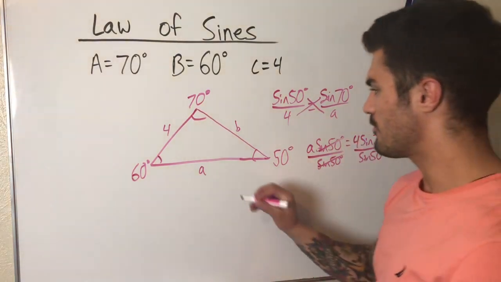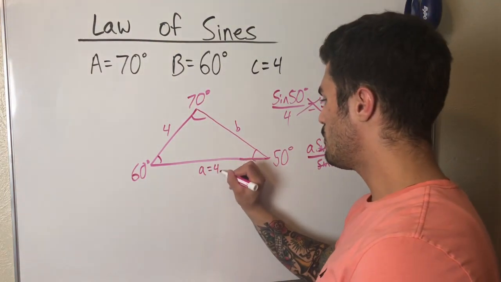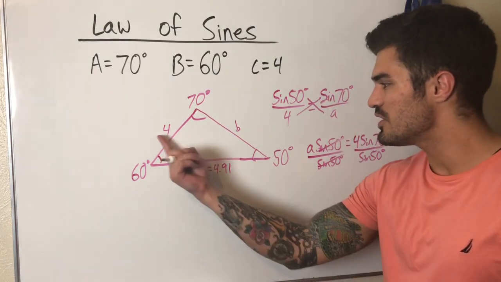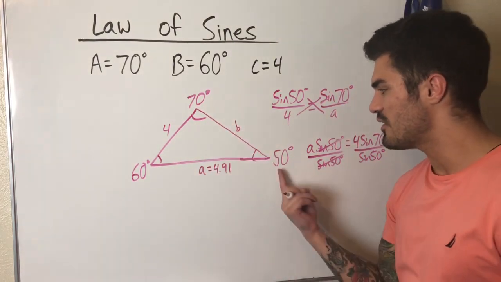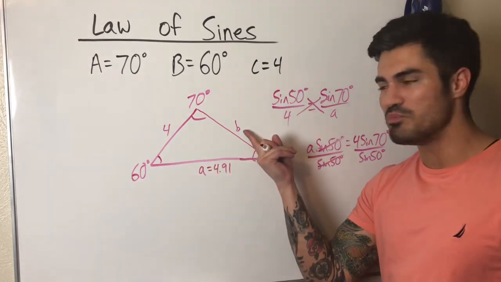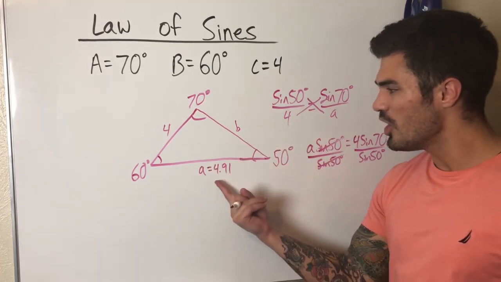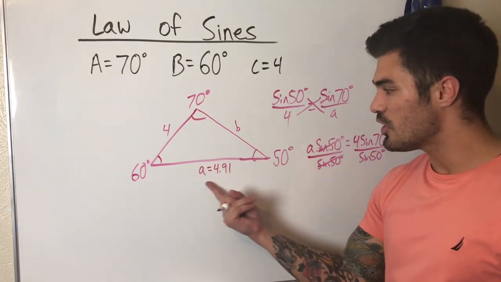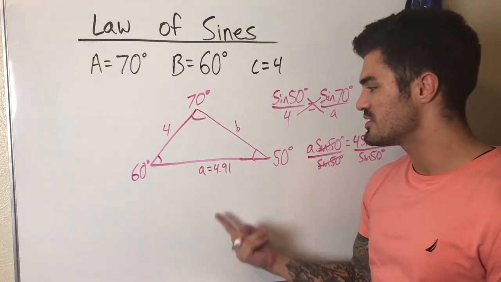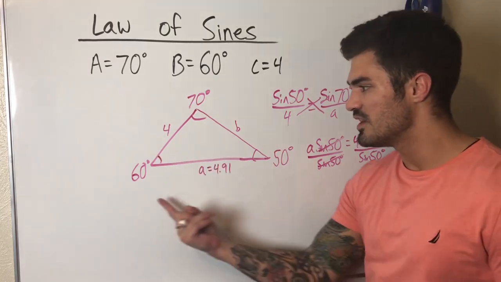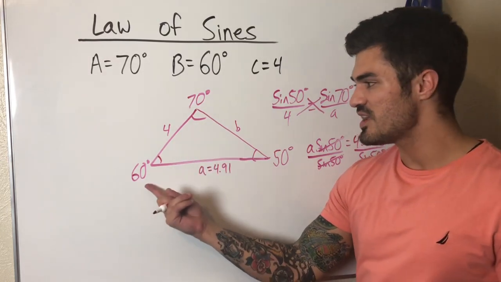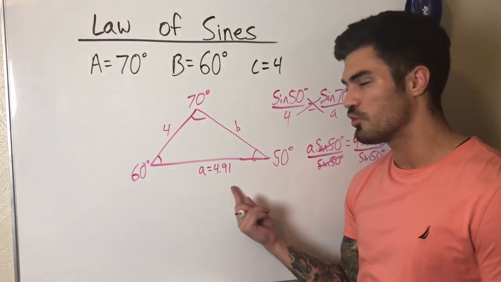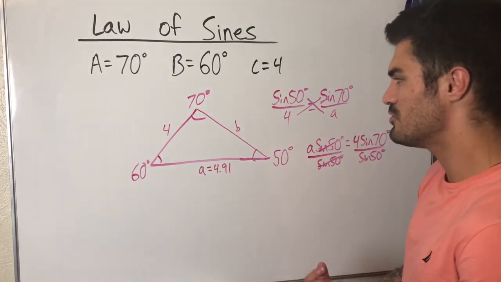So what did I solve for? A equals 4.91. Is that what I expect it to be? Well, yeah, it's bigger than 4, right? And I have 70 here, I have 50 here. So what would I expect B to be? Somewhere between 4 and 4.91, because across from 4.91, I have 70 degrees, and across from 4, I have 50 degrees. Here I have 60 degrees. Since this angle measure is between 50 and 70, this side length will be between 4 and 4.91. I think that's pretty cool to notice.